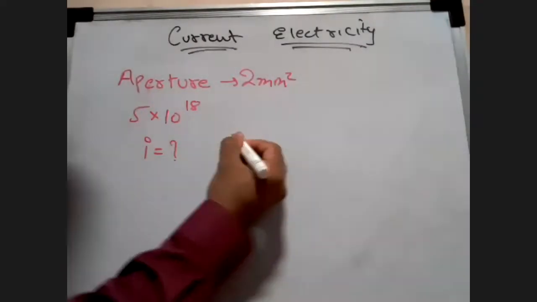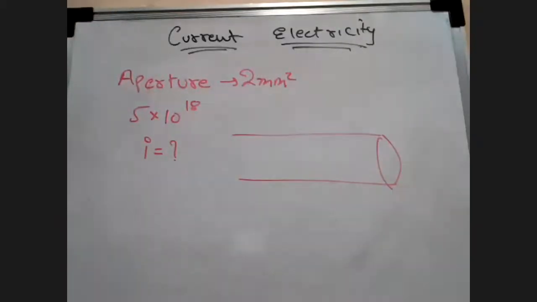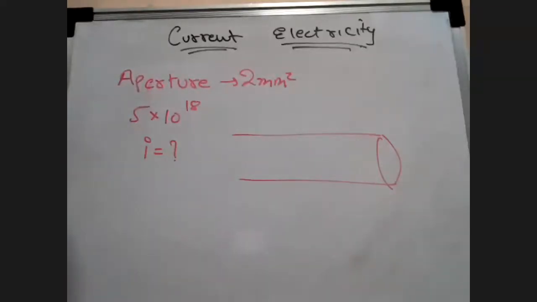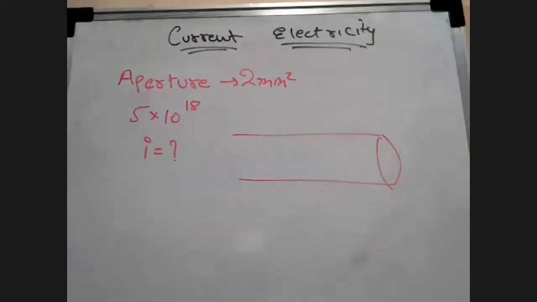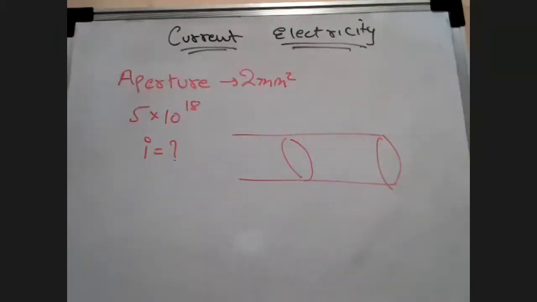There is an electron beam like this. Consider this to be a beam. I'm telling you the aperture is 2 millimeters square. And I'm also telling you the total number of electrons that pass through the beam is 5 into 10 raised to 18 electrons. Then I'm also telling you they are going through a perpendicular cross section per second. You can take this to be a cross section. Find the current. Can you tell me the approach?